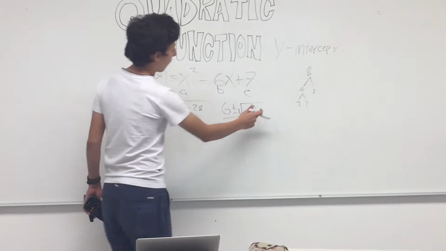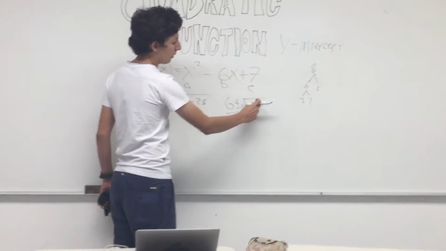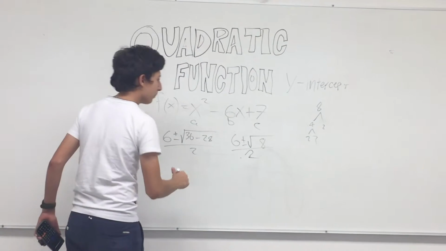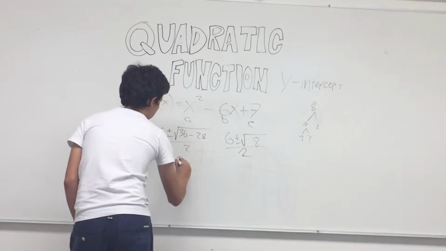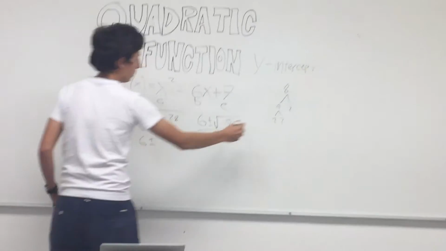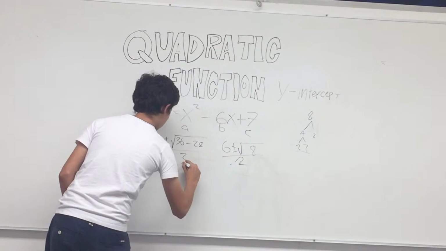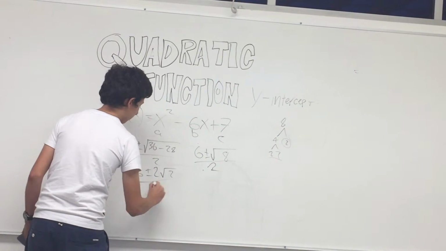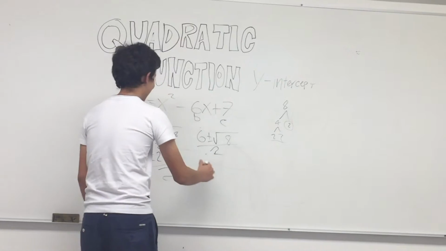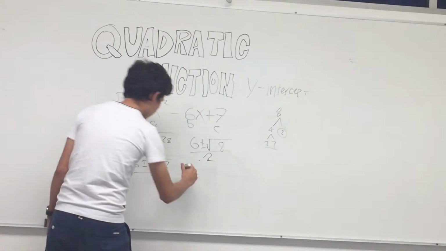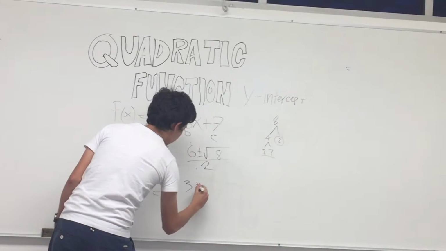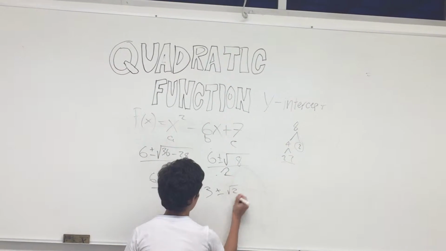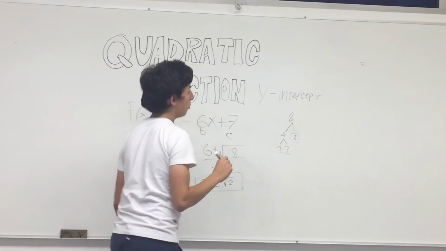So now I have to simplify this square root of 8, and we can put it like this: plus or minus 2, because there are two 2's, times the square root of 2, divided by the other 2. Then the answer would be 3 plus or minus the square root of 2, and that is the answer for the zeros.